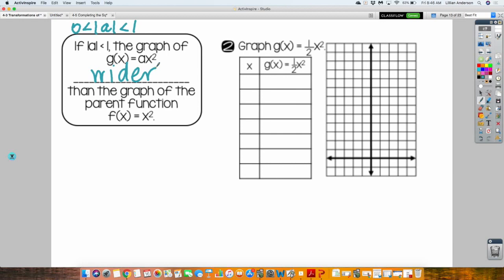Because think about it. If you take some Play-Doh and you put your hand on it and you start to bring your hands together, right? The Play-Doh is going to end up spreading out, right? Compressing. So it's going to get wider.